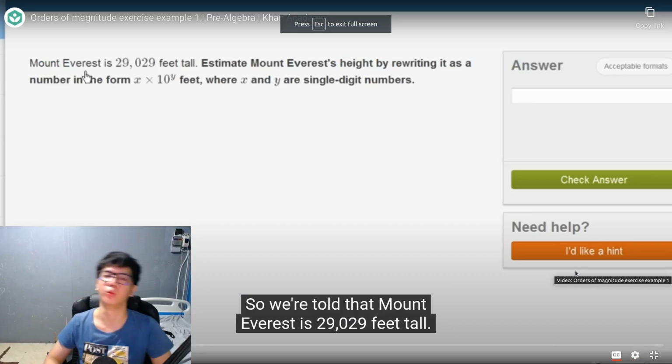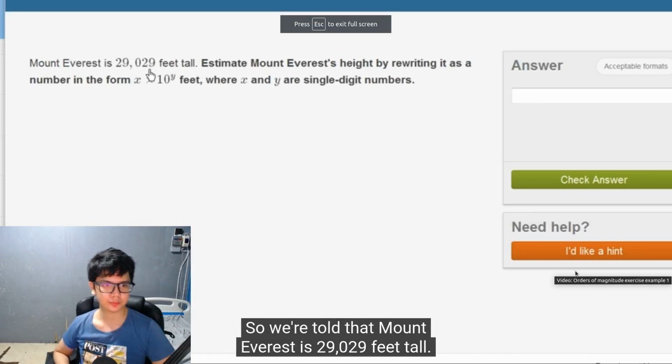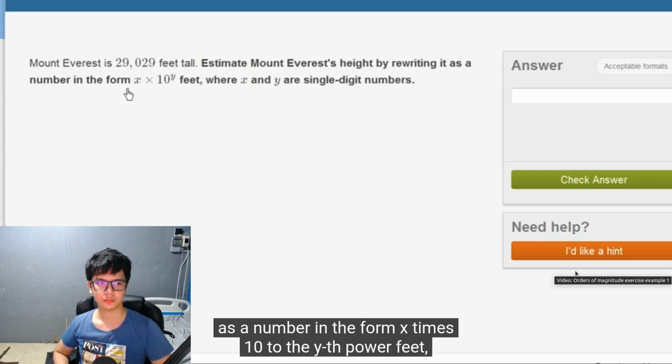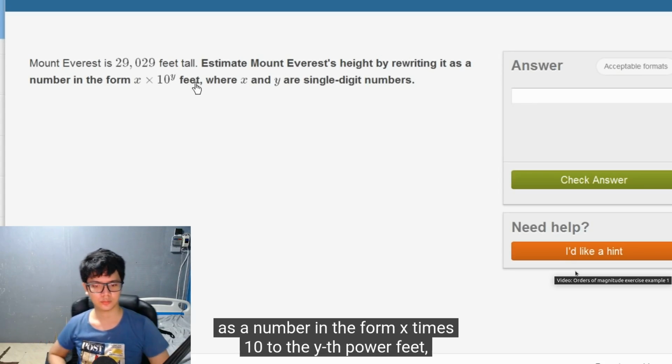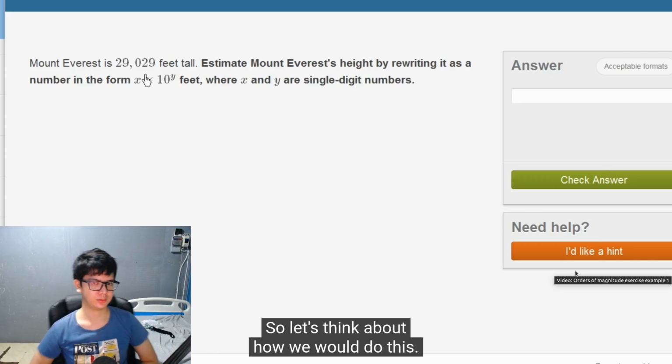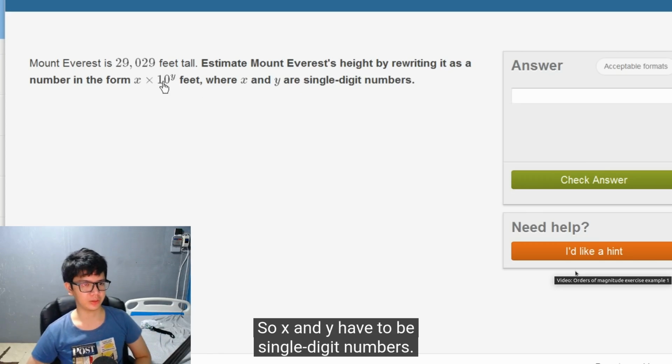Or just a magnitude exercise. So we're told Mount Everest is 29,029 feet tall. Estimate Mount Everest's height by rewriting it as a number in the form x times 10 to the y power feet, where x and y are single-digit numbers. So let's think about how we would do this. So x and y could be single-digit numbers.